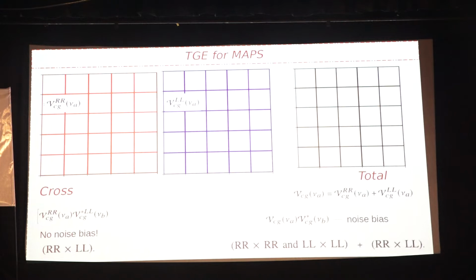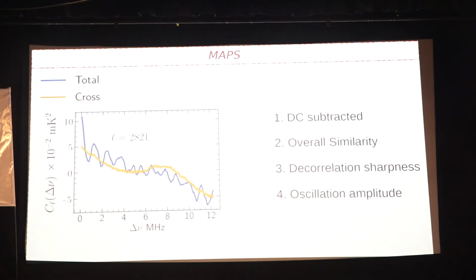The idea is that, first of all, we are getting an unbiased estimate, and second, if there are some systematics that are uncorrelated between two polarizations, we can directly avoid them through this cross correlation estimate. So here is the result.